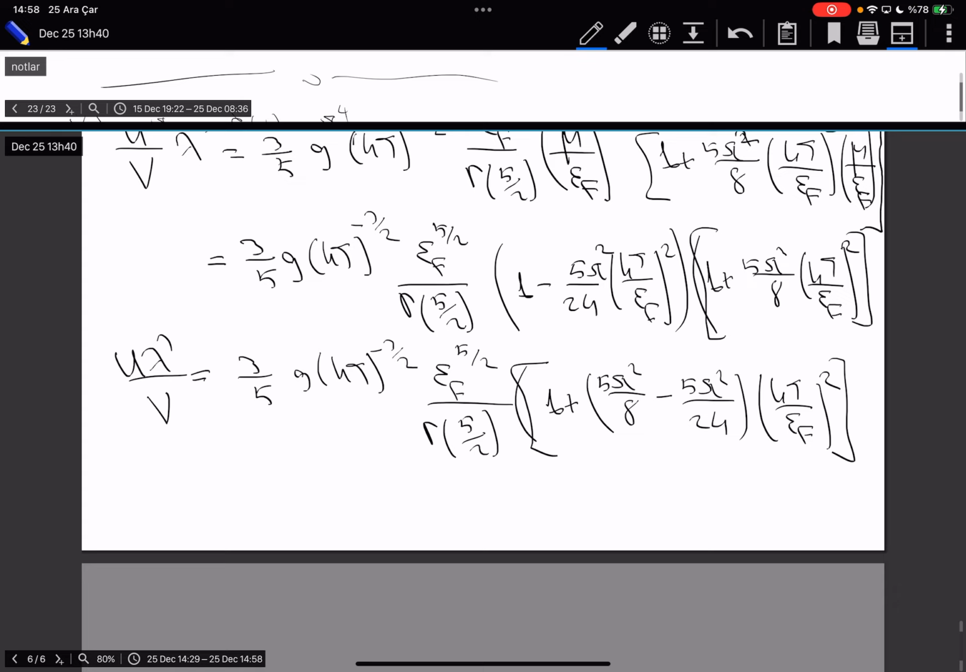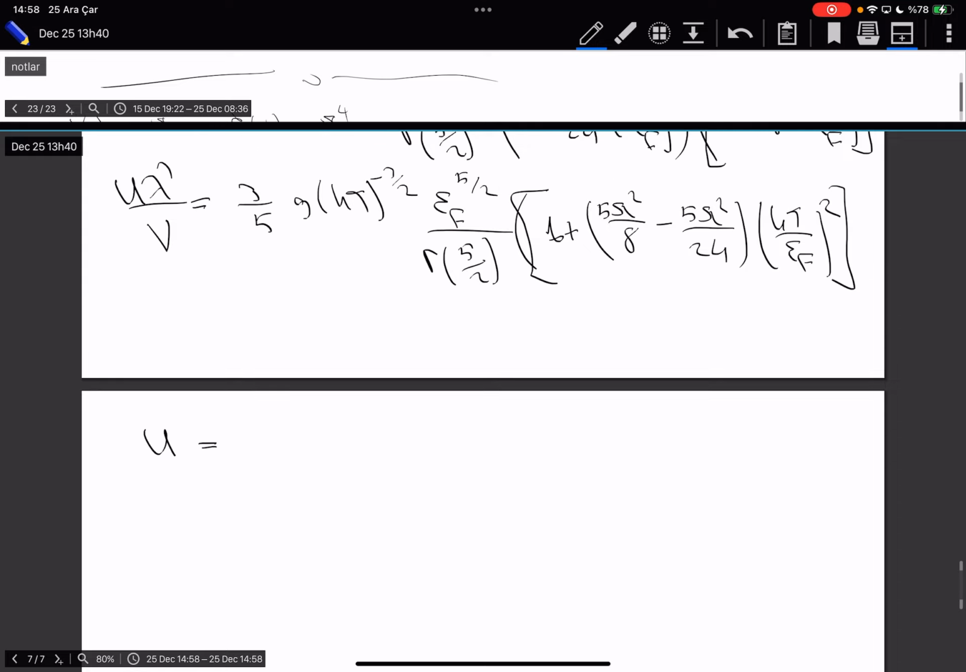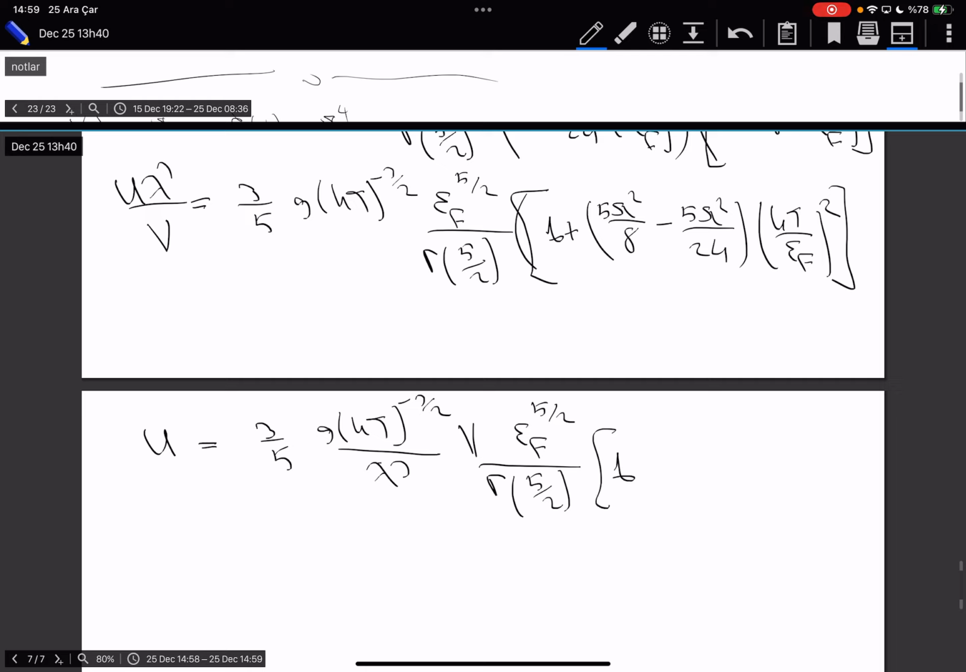Now this is good to see, because if you look at the left-hand side, I have lambda cubed, which is 1 over kT to the power 3/2. There is another 1 over kT to the power 3/2 on the right-hand side, so as T goes to 0 limit, they cancel. So U is equal to 3/5 G (kT)^(-3/2) divided by lambda cubed V, epsilon Fermi to the power 5/2 divided by gamma 5/2 of 1, plus 10 over 24 over 5 over 12 pi squared kT over epsilon Fermi squared.